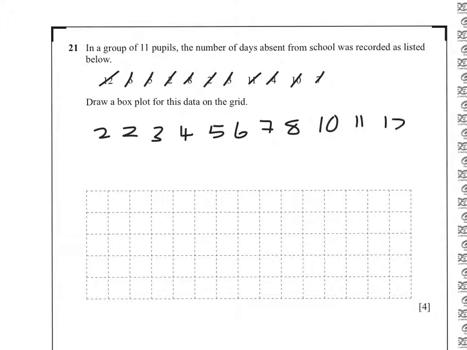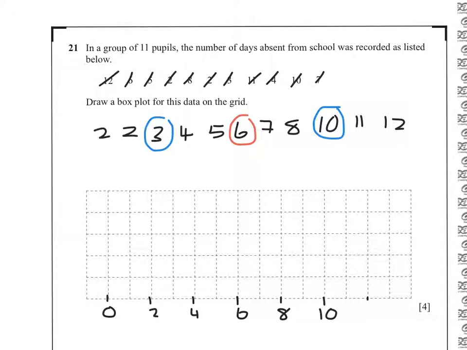The median will be the middle number, which is 6. The lower quartile then is the median of the lower half, so that is 3, and the upper quartile is 10. We're going to draw a set of axes. I'm going to start at 0. We have 2, 4, 6, 8, 10, 12.